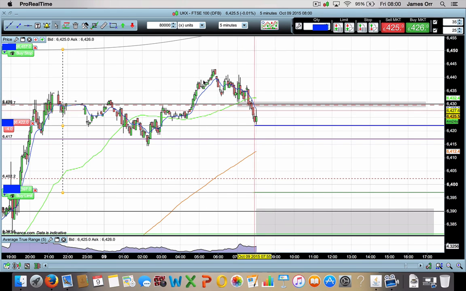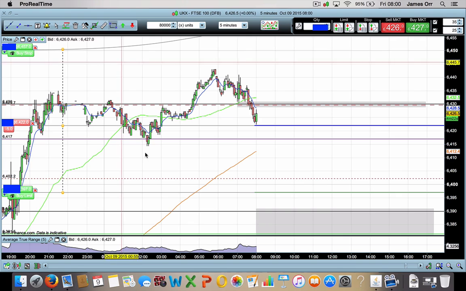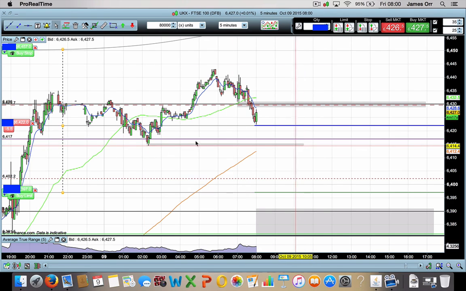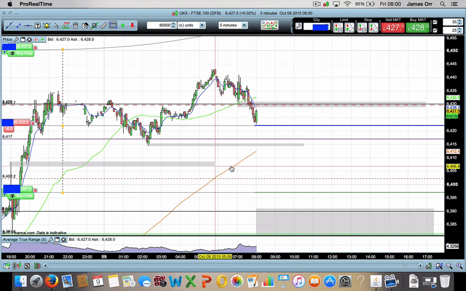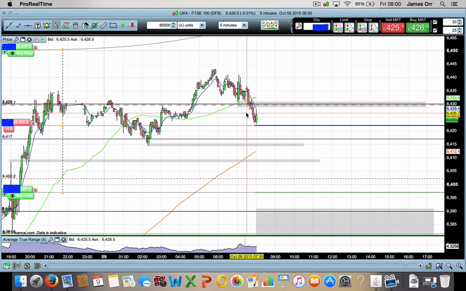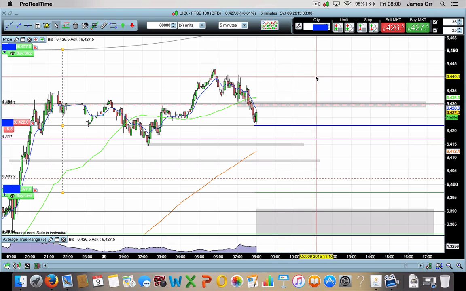Now, the market may find support here, also down here at this very large tail, and this is the lows of the trading pre-market this morning. So I'm going to watch it.